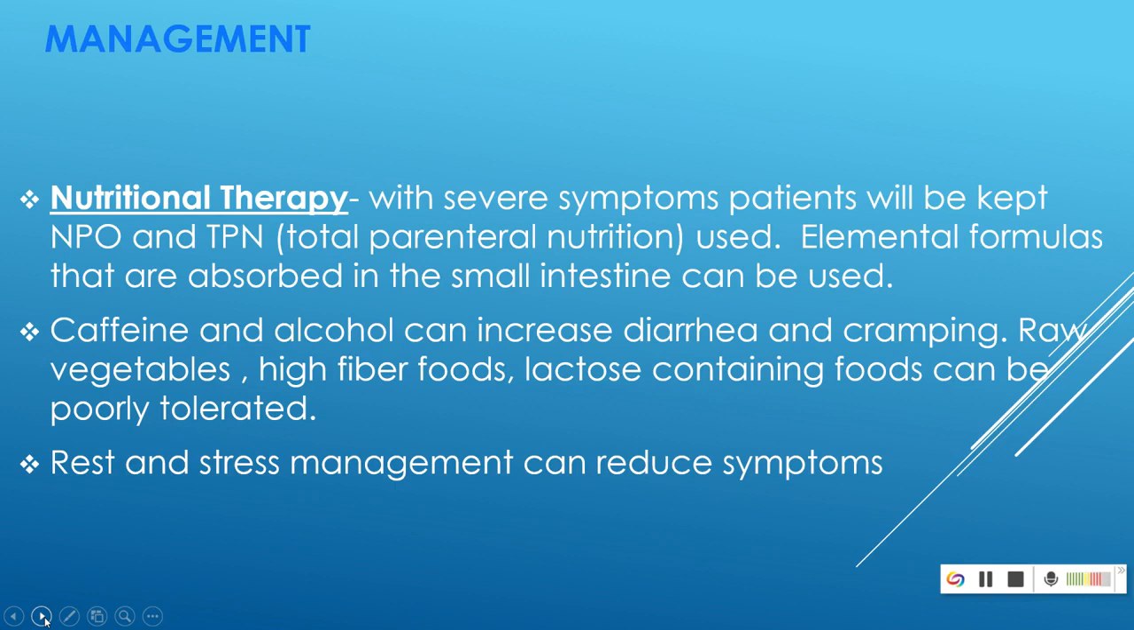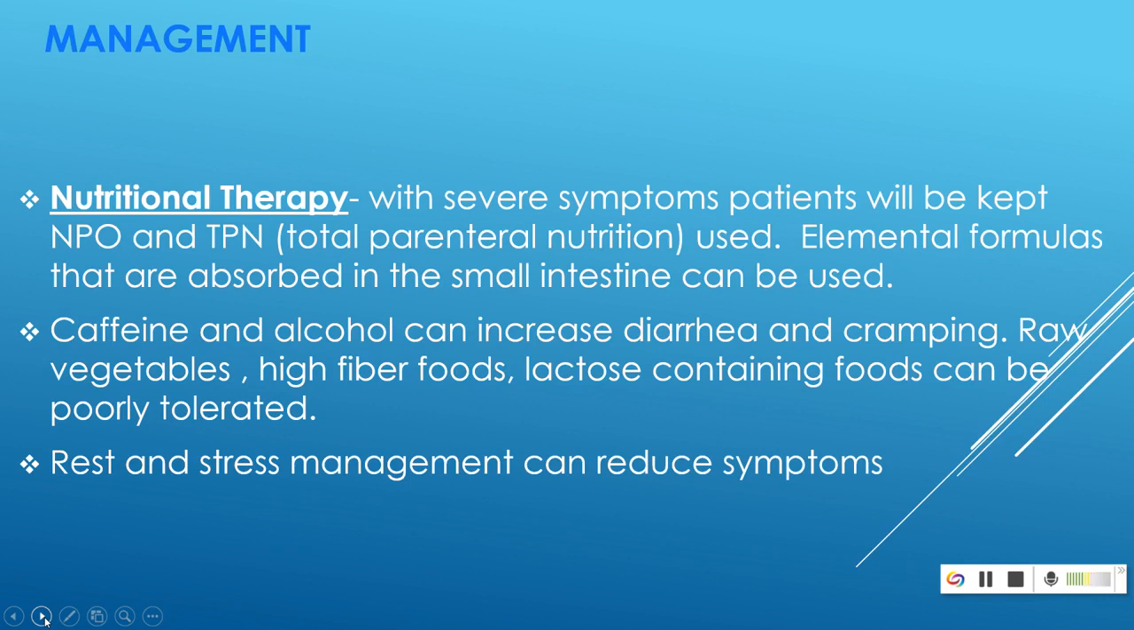Elemental formulas that are absorbed in the small intestine can be used. So we have certain types of tube feedings that will become completely absorbed in the small intestine. We can put in an NG tube or a gastric tube and give these elemental formulas that are going to be digested in the small intestine, and it won't go to the colon. It won't affect the colon.